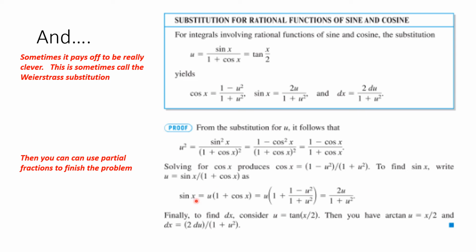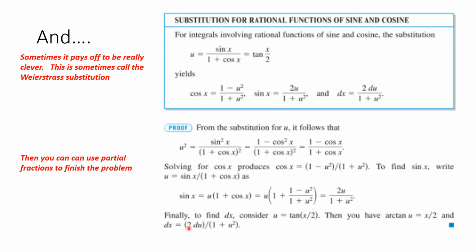To find sine x, write u equals sine x over 1 plus cosine x, and then we solve this for sine x and use our value for cosine x. I get that sine x is 2u over 1 plus u squared. And finally, to find dx, consider u equals the tangent of x over 2. So that means that the arctangent of u is equal to x over 2, and dx is equal to 2 du divided by 1 plus u squared.